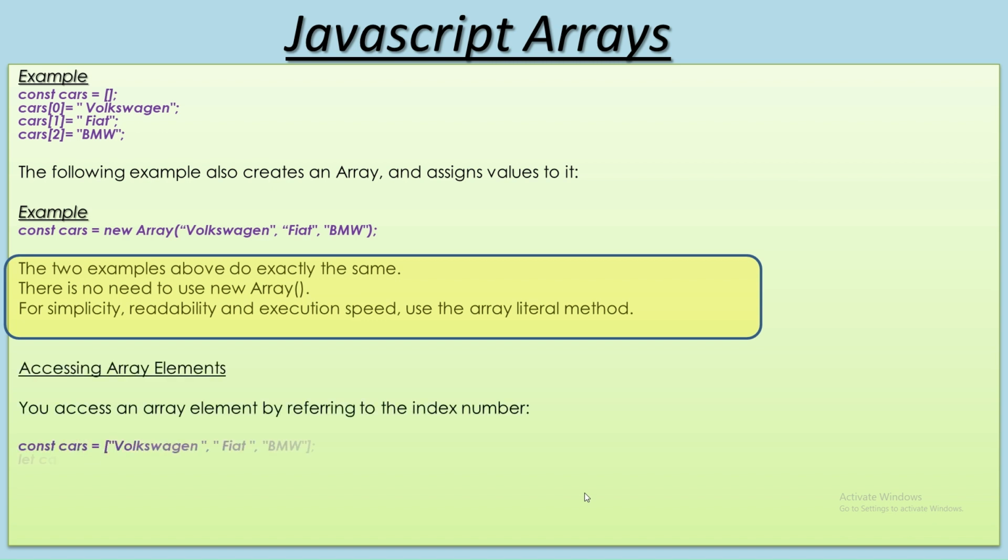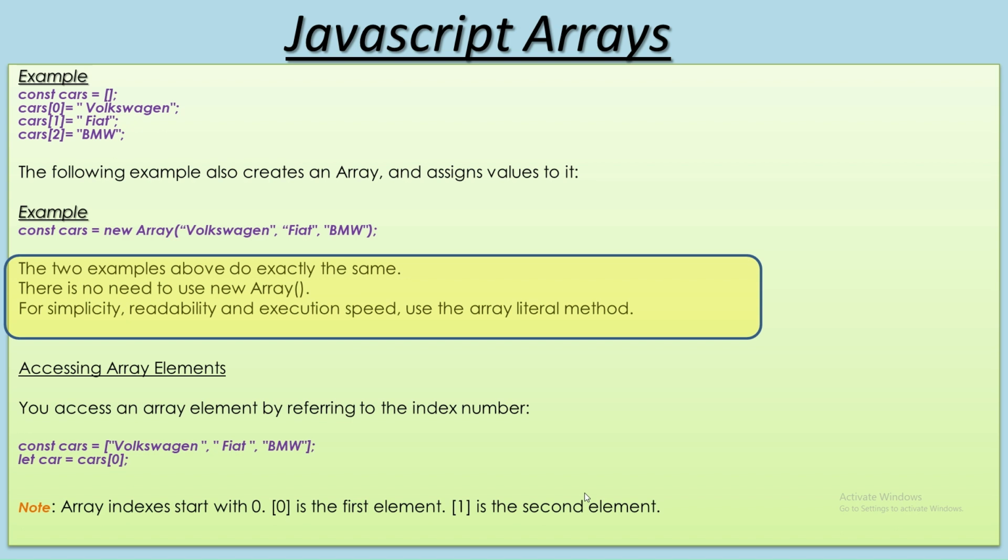Accessing array elements. You can access an array element by referring to the index number. Say const cars = ["Volkswagen", "Fiat", "BMW"], and then let car = cars[0]. So car will have the value of cars[0], the first element in the constant cars array. Array index starts with 0. 0 is the first element and 1 is the second element.